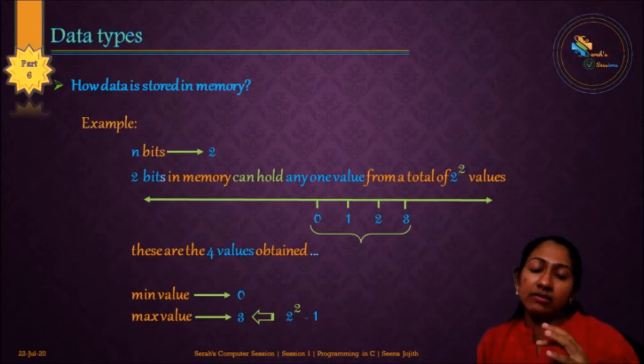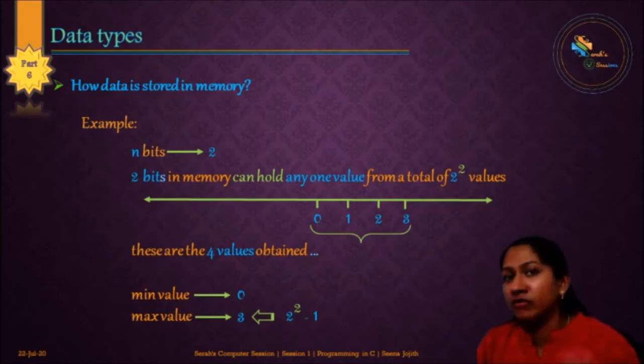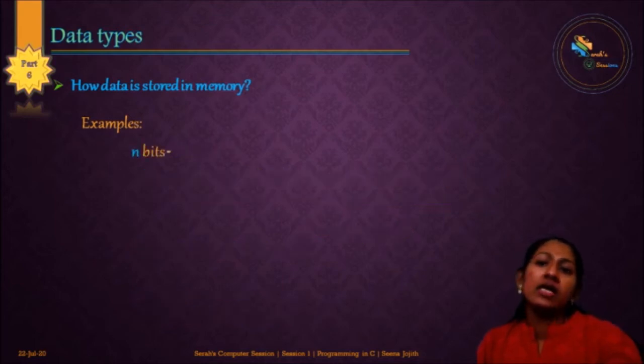Now see, the upper limit is 3 because we have started from 0. If you had started from 1, the upper limit would have been 4. But most of the computer calculations start from 0, so that's why we are always taking numbers starting from 0. Since it ends at 3, you can obtain 3 using 2 raised to 2 minus 1. Okay, now let's take another example where the value of n is 3.